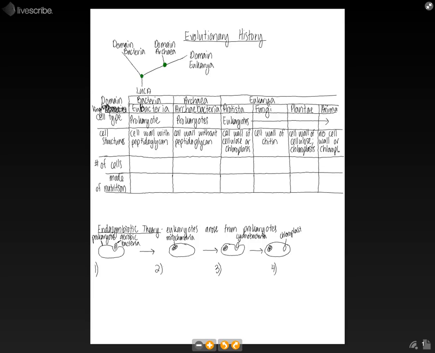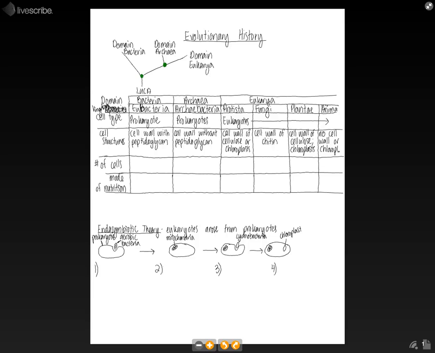Looking at this chart, we have our three domains broken out, and we also have our kingdoms listed below. That's how we're going to categorize all of these. The first thing is cell type. We know that the bacteria and archaea are both prokaryotes, which means they have no organelles. They're very simple, single cellular, very basic type cells.